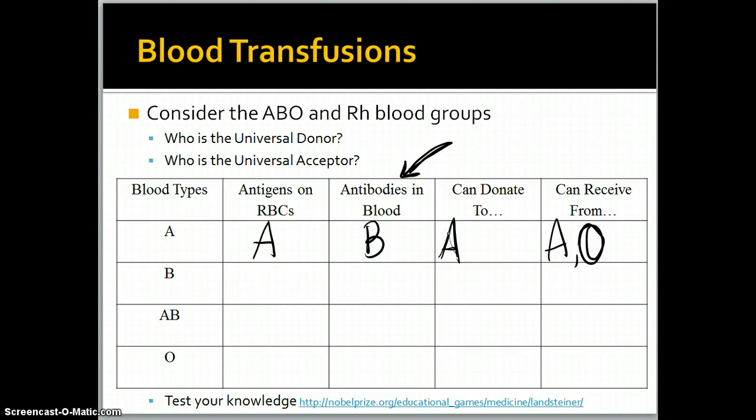So individuals with type A, though, can donate to individuals with type A blood, okay, because they have the exact same type of blood. They can also donate to individuals that have type AB blood, okay, as individuals with type AB blood don't have any antibodies that will react with the A antigens because they're used to having A and they're used to having B. So what I want you to do is pause the video and try to fill in this table.